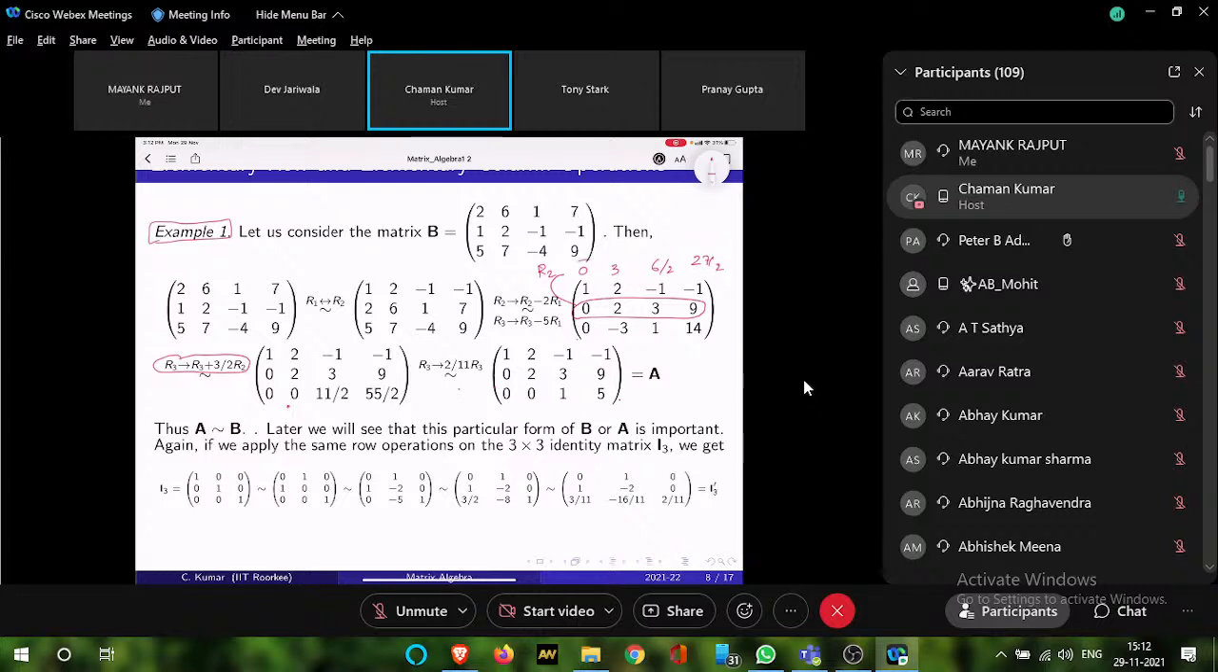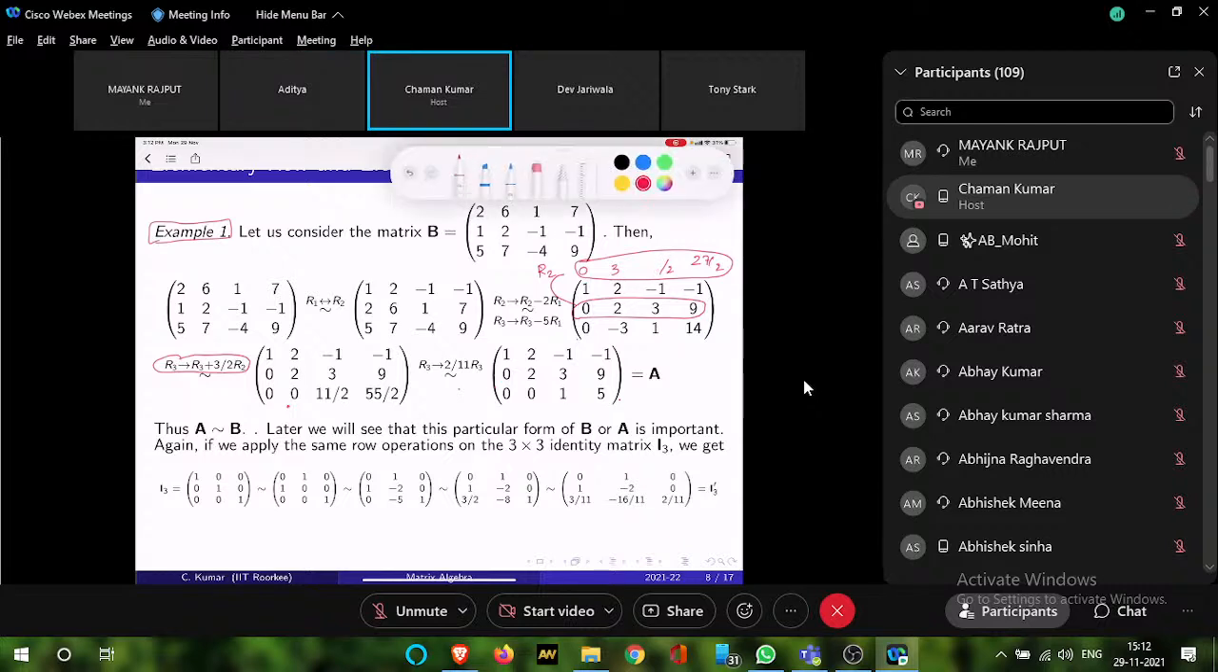Okay? And then you add this. Sorry? It should be 9 by 2, I think. You know, that 0, 2, 3 into 3 by 2 should be, I think, 9 by 2. Yeah. Thanks for the correction. So you have this one, and then you add this with row 3. So add this with row 3 here.